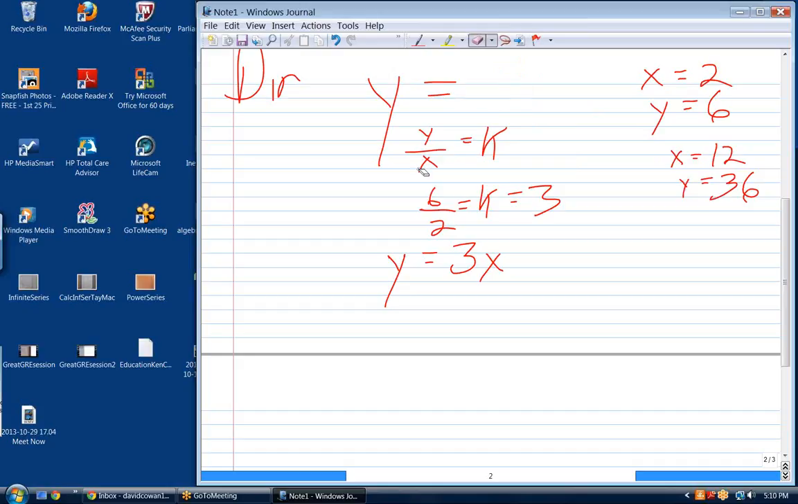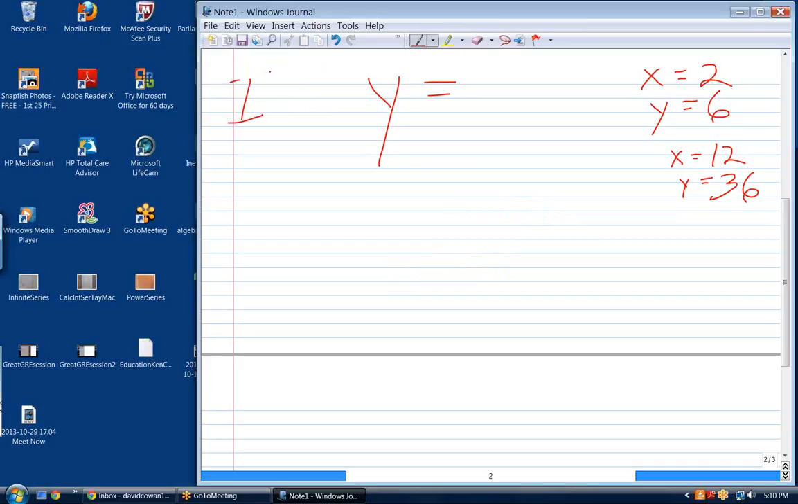Okay. So let's do another one. Let's say that y is inversely related to x, and when x is 15, y is 2. So what is y going to be when x is 100?